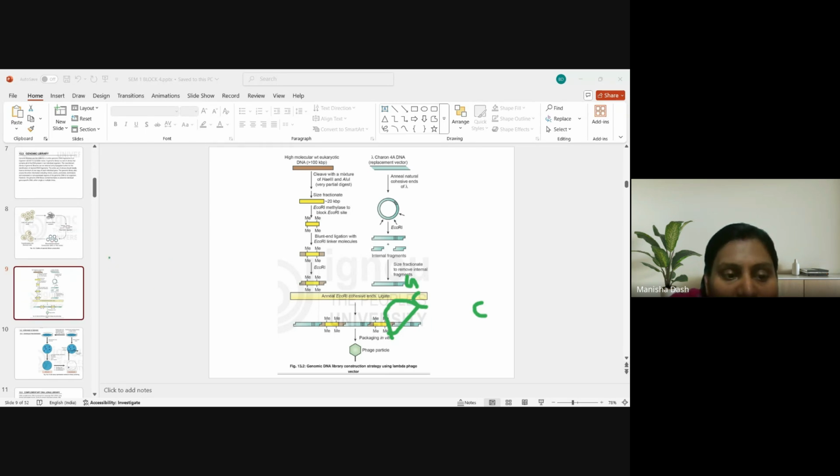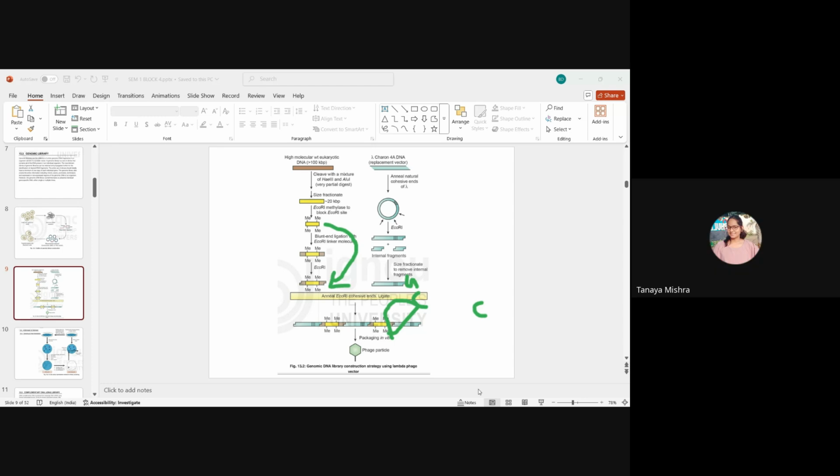But if it is a blunt end, the other DNA fragment cannot have complementary binding here. So you have to convert this blunt end into a sticky end. Then after you form a sticky end, the ligation can be completed. Okay.